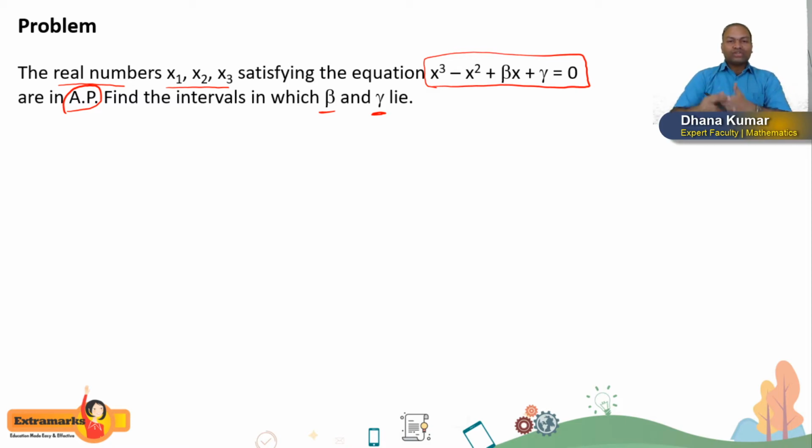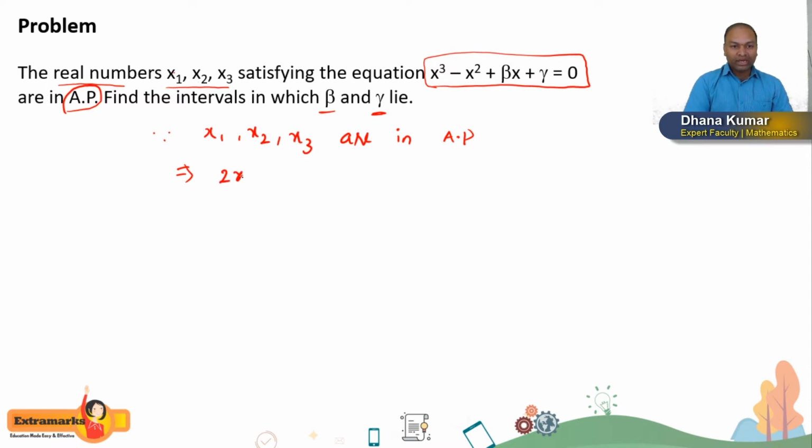Fine. Okay. Just you see one by one, step by step. What about that first condition here? x1, x2, x3 are in AP. Okay, since x1, x2, x3 are in AP. Fine. Right. According to AP concept, if A, B, C are in AP, then formula is what? 2 times middle term is equal to sum of first and last. Correct or not? So that is 2x2 is equal to x1 plus x3.